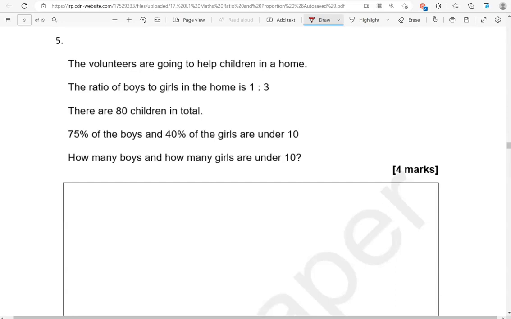Volunteers are going to help children in a home. The ratio of boys to girls in the home is 1 to 3. There are 80 children in total. So that's 80 in total. 75% of the boys and 40% of the girls are under 10. How many boys and how many girls are under 10?